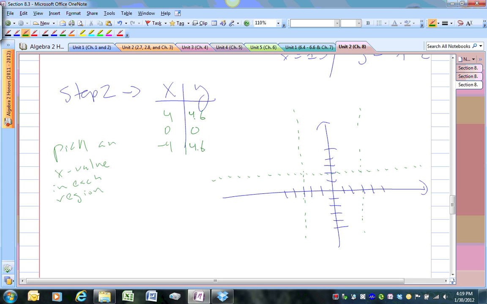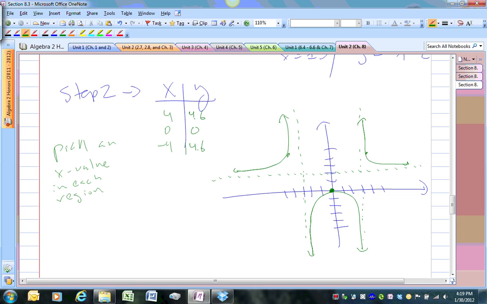So here's 0. 4, 4.6, probably roughly over here. Negative 4, 4.6, and then 4, 4.6 right there. So now we know we'll have graphs like this. And the middle one's a little weird. But remember, the whole purpose of the asymptote is so that the graph goes against it. And so we have that.